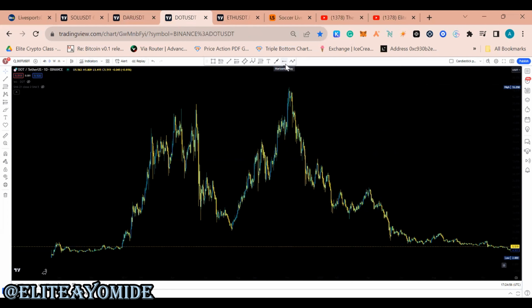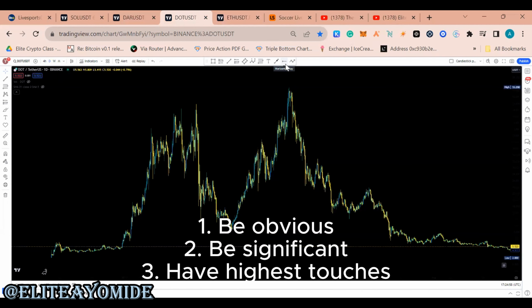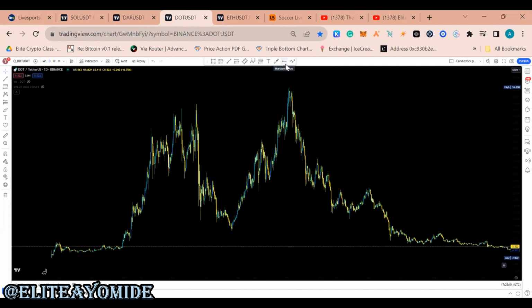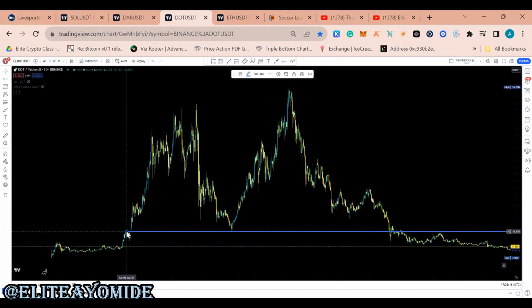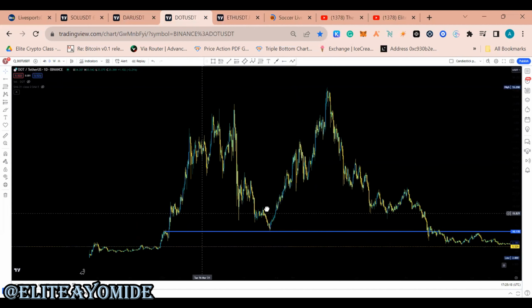The first one is it has to be obvious, it has to be significant. That's the second rule. The third rule is it has to have the highest number of touches. Once you can get through these 3 rules, you can easily draw any support and resistance at your pace. So let's get started. For this region, you can see that there is definitely an area of value here.